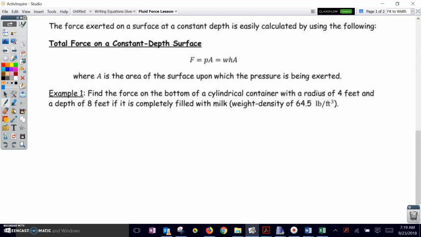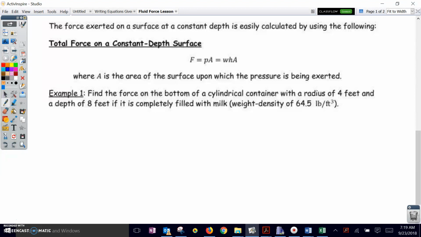Alright, welcome back everybody. In this video we're going to look at the examples from the fluid force lesson. First off, we're going to look at this first example where we're finding the total force on a constant depth surface. And in order to find that, the force is equal to pressure times the area of the surface.